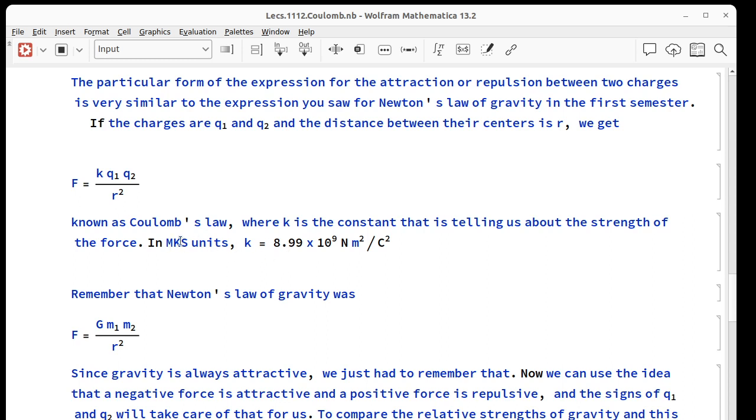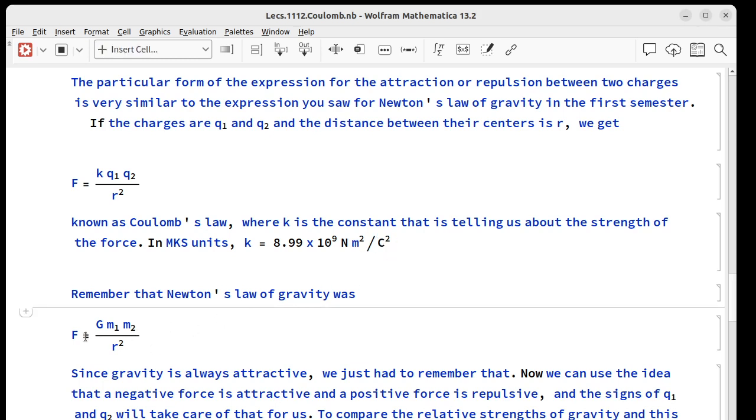In metric units, MKS units, K is 8.99 times 10 to the ninth Newton meters squared per Coulomb squared. If you look at the units on K, you can see that's what they have to be because we have to end up with newtons. We have to get rid of meters squared on the bottom and Coulomb squared on the top.